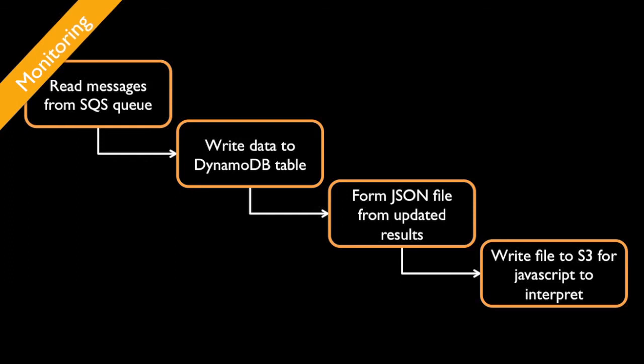So this application reads messages from SQS queues and writes the data to a DynamoDB table so that we can persist it and read it later and query it in different ways. We're going to form a JSON file from updated results, which is pretty simple to do because all the event data is already in a JSON format. In DynamoDB, we can stick data in as JSON, and then we can write that file onto S3, which a piece of JavaScript is going to interpret.